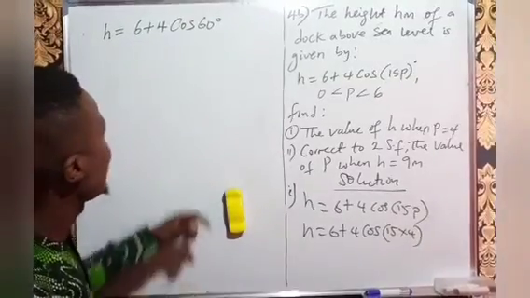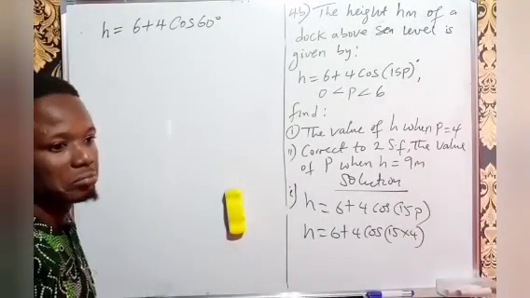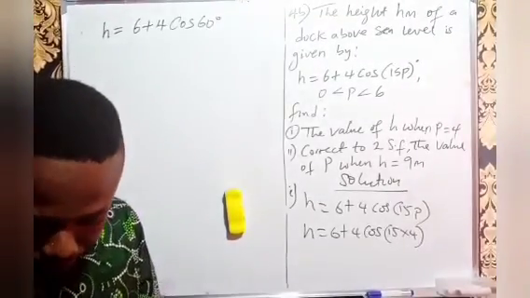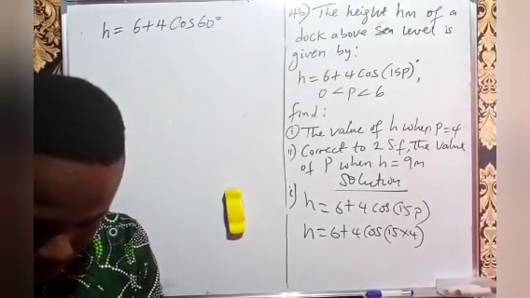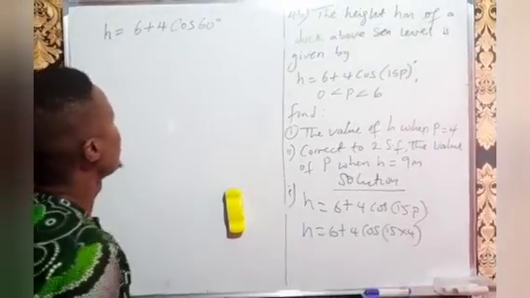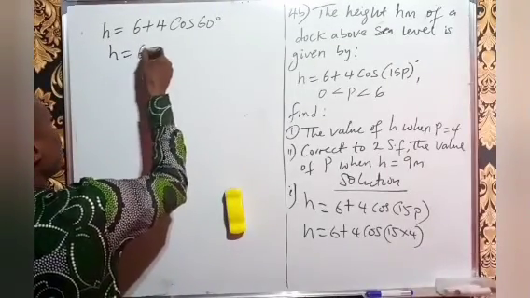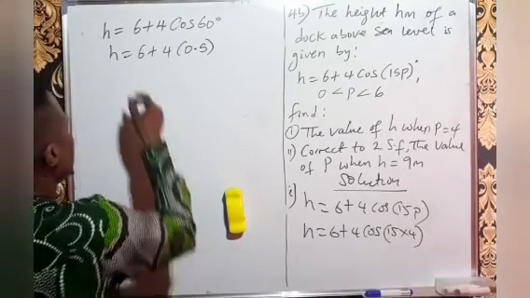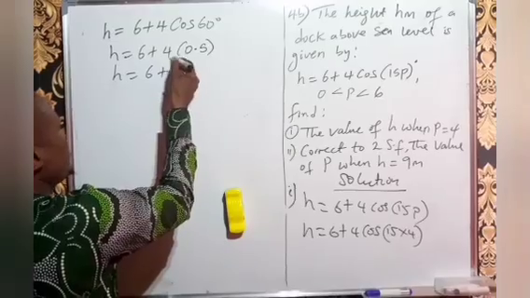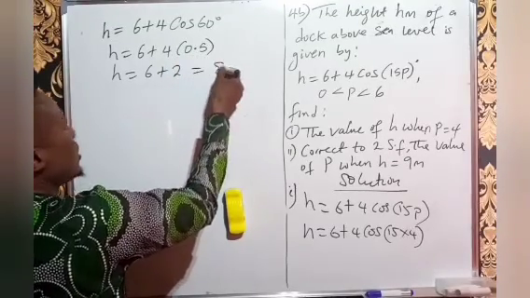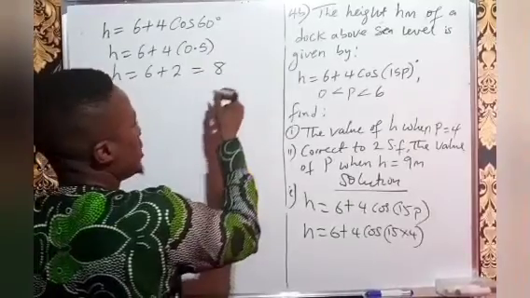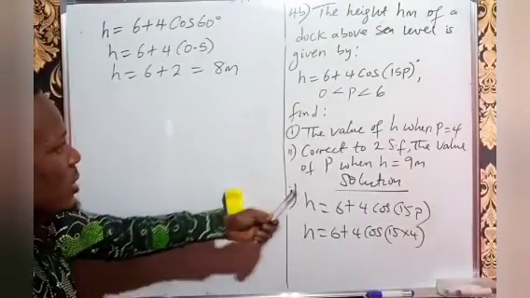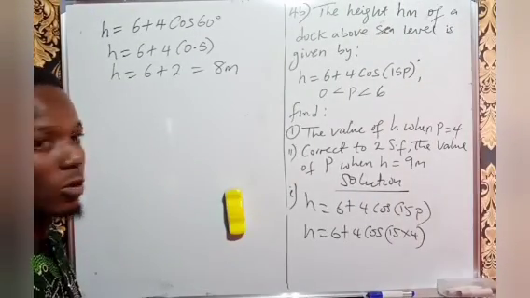You see, now you use your calculator to get the value of cos 60 as around 0.5, I think. Let's check. Okay, cos 60 should be 0.5. So H is equal to 6 plus 4 into 0.5, or 1 over 2, as the value of cos 60. So H will give us 6 plus 4 times 0.5 is 2. And when you add up, you are going to get 8 meters. So the height is 8 meters when p is equal to 4.